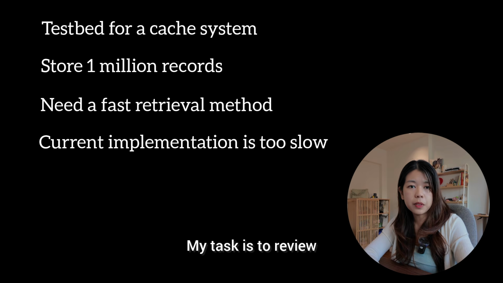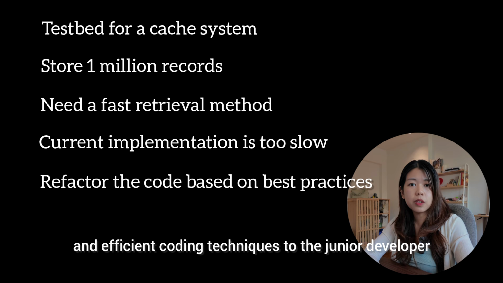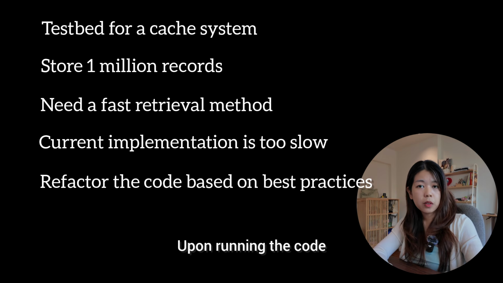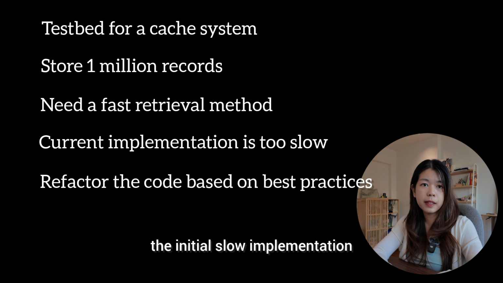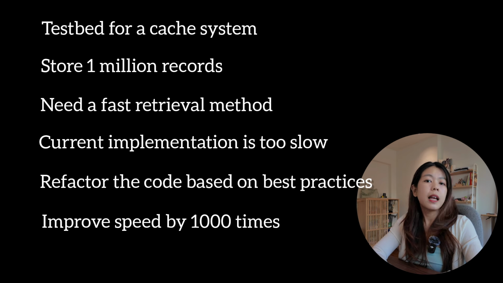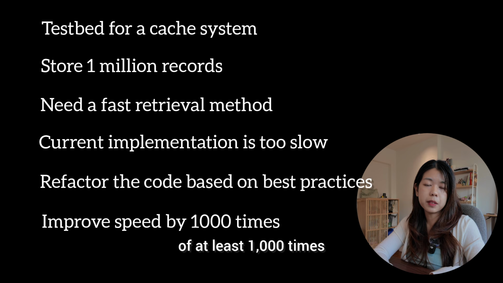My task is to review and refactor the code to demonstrate best practices and efficient coding techniques to the junior developer. Upon running the code, they will compare the performance between the initial slow implementation and my optimized version. Our goal is to achieve a speed improvement of at least 1000 times.